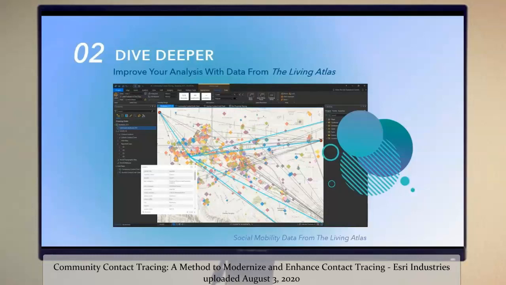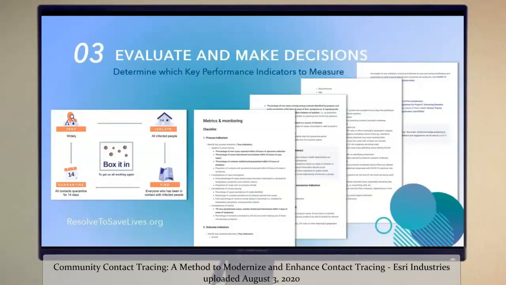Now, one way to dive deeper is to pull in social mobility data from the Living Atlas of the World. This mobility data is a free resource that can tell you the current levels of visitation for points of interest all across the country. So we need to monitor the process to get at those key metrics.